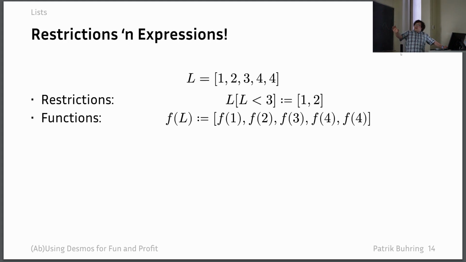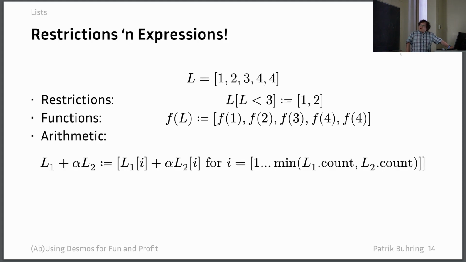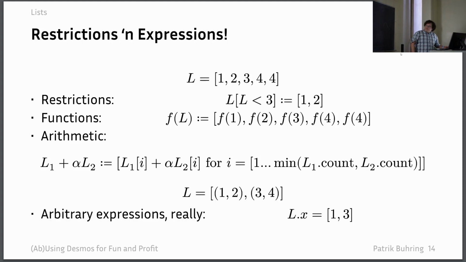If you just say a function applied to a list, it will implicitly expand to the function applied to every element in the list. This is pretty useful because now you don't have to do a for expression for each single one. You can also do arithmetic. So kind of like vectors, they form a vector space in that if you do L1 plus alpha L2, you get what you'd expect. And the size of the resulting list will take the minimum size of the two input lists. You can also do practically arbitrary expressions. So if I've got a list of points and I say L.x, then I get only the x components.